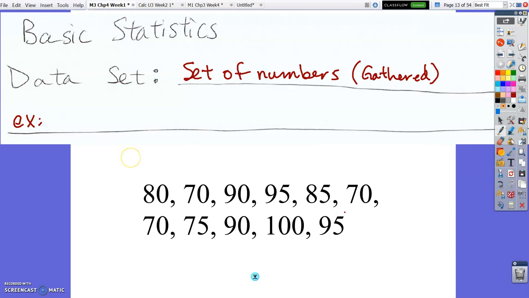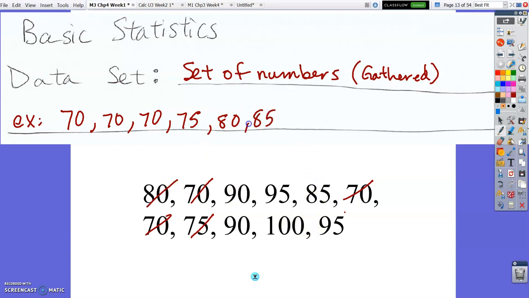And this is going to be our example, but because it helps for a lot of the statistics we have to do for the example to be in order, I'm going to write it down in order. So my smallest number is 70, and I have 1, 2, 3 of those. My next number is 75. There's only one of those. Next number is 80. There's also only one of those. Next number is 85. There's only one of those.